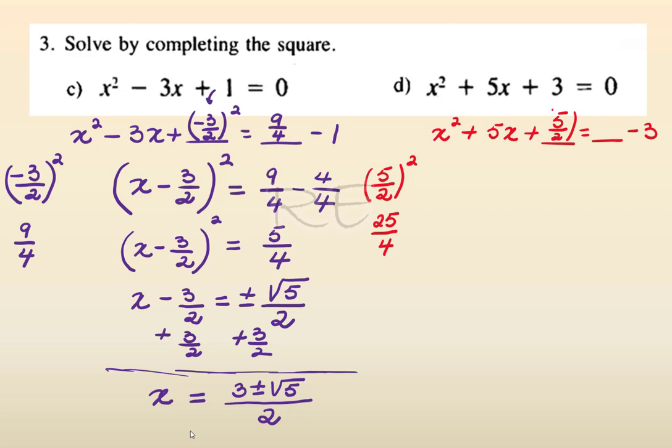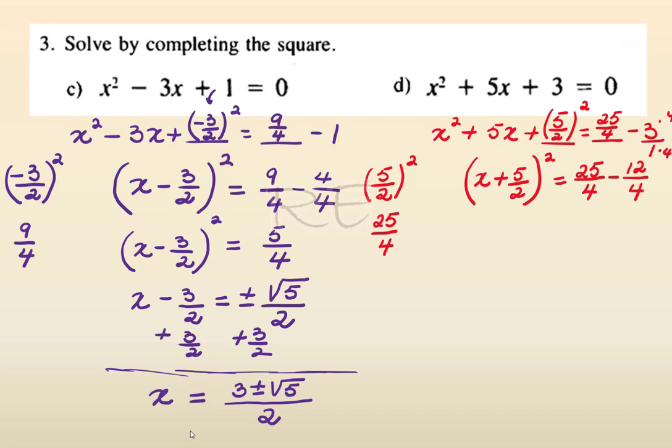5 over 2 squared, 25 over 4. It's a little trick I use to recognize the binomial. And the binomial is x plus 5 over 2 squared. And 25 over 4. The lowest common denominator is 4. We need to create a 4 over here, so we will multiply by 4 over 4.